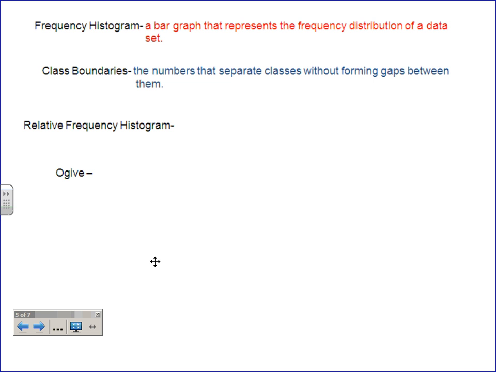So, well, wait a minute. If a frequency histogram is a bar graph that shows the frequency distribution, a relative frequency histogram is going to be a bar graph that represents the relative frequency of a data set, and you had that as well.